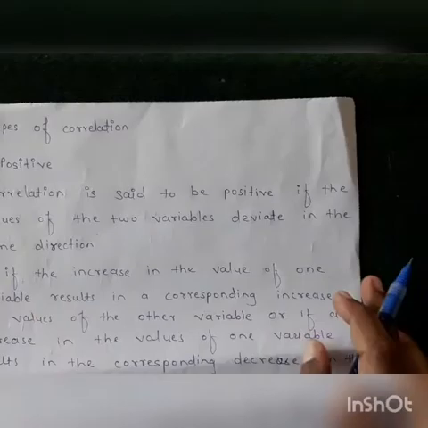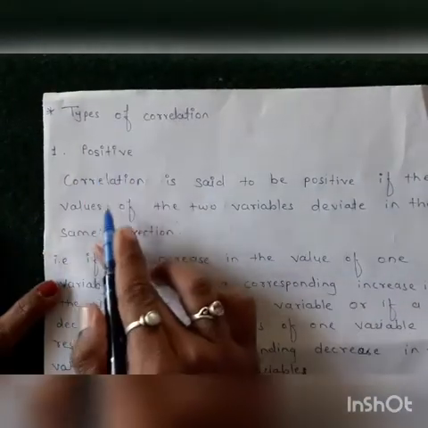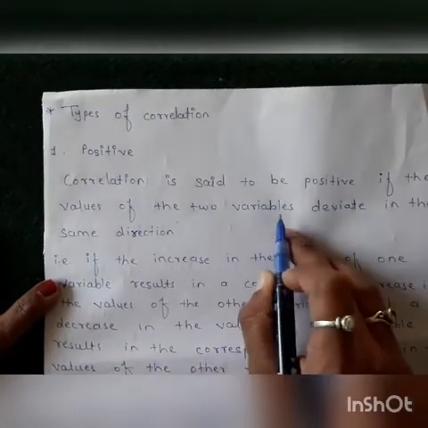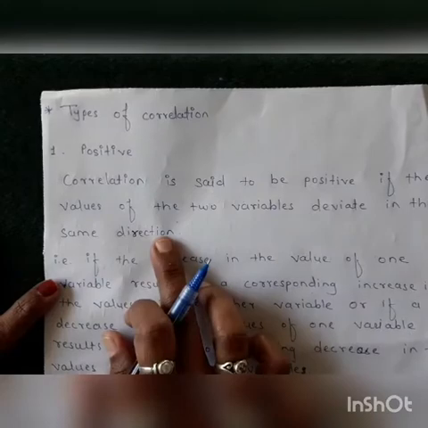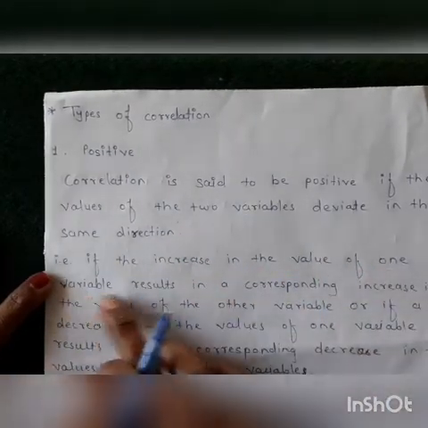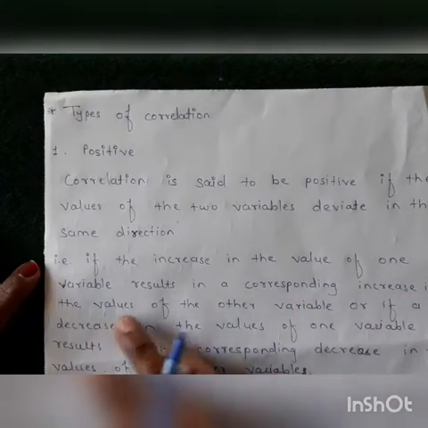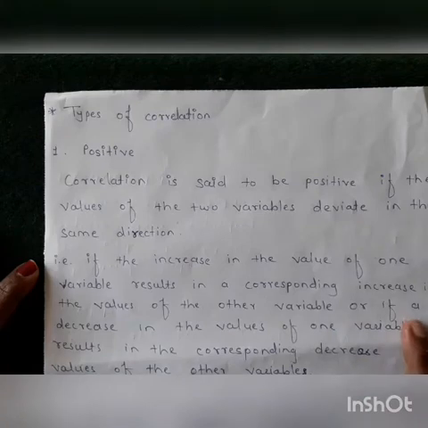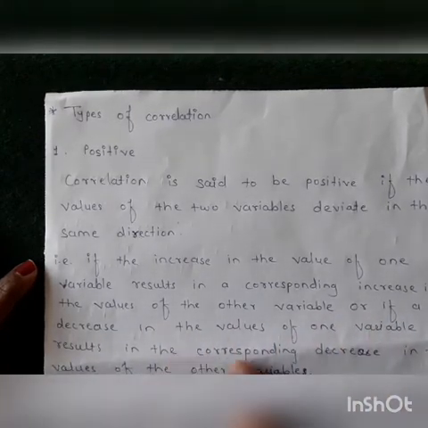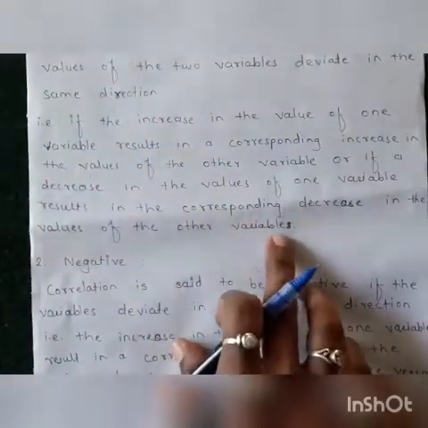And the next point is types of correlation. The first type is positive. Correlation is said to be positive if the values of the two variables deviate in the same direction. That is, if an increase in the values of one variable results in a corresponding increase in the values of the other variable, or if a decrease in the values of one variable results in a corresponding decrease in the values of the other variable.